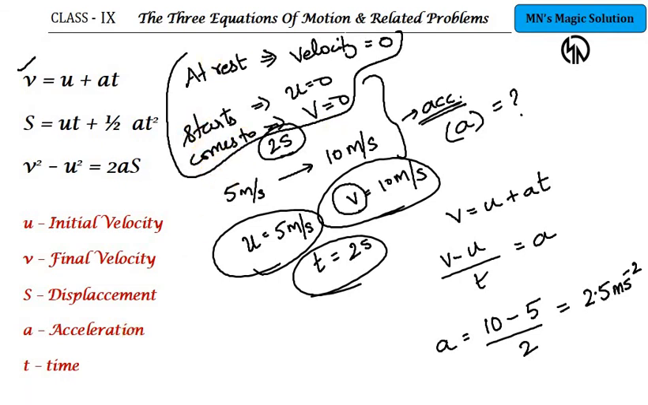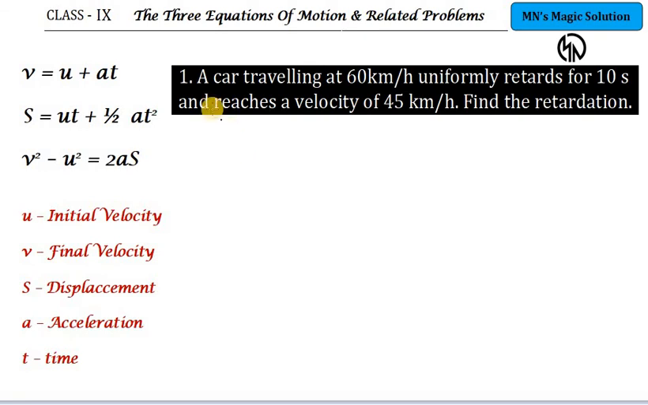Here let us try out our very first problem. A car traveling at 60 km per hour. So initially the car's speed is 60, so I'll take u as 60 km per hour. It retards uniformly for 10 seconds. They say retardation, which means its speed decreases. For 10 seconds this is happening.